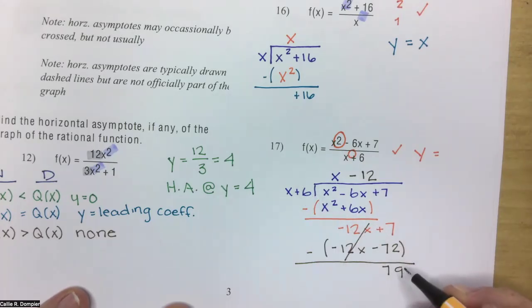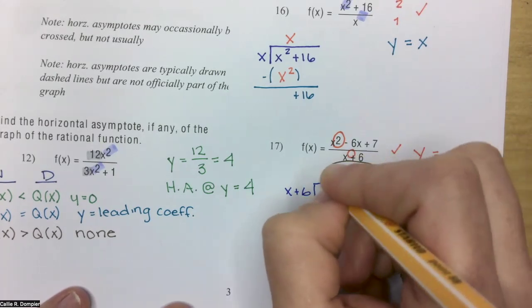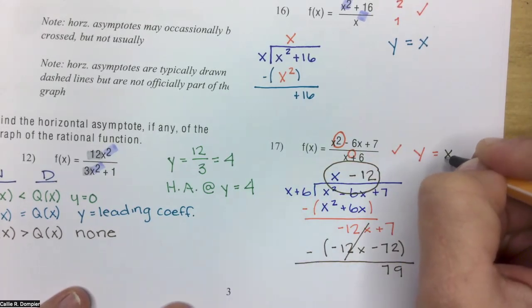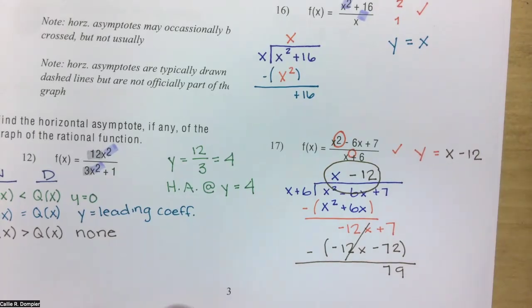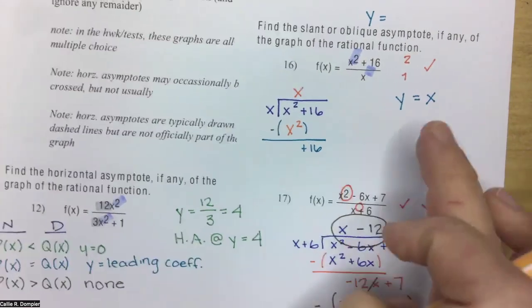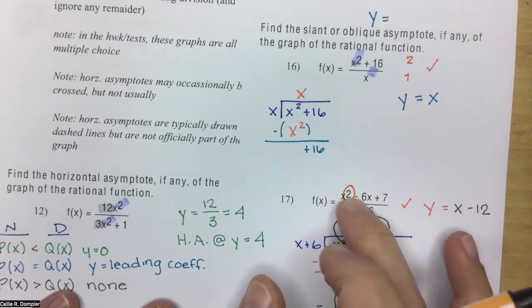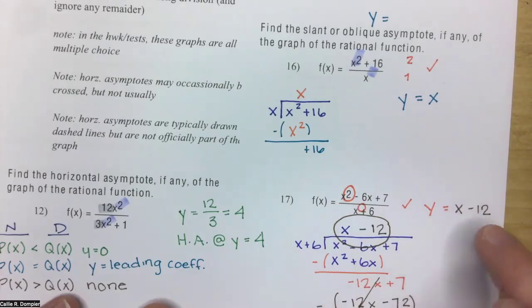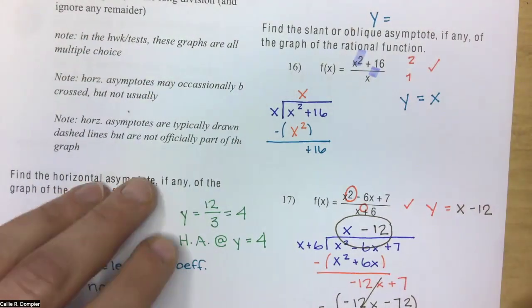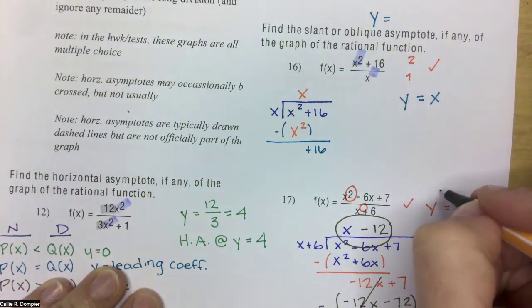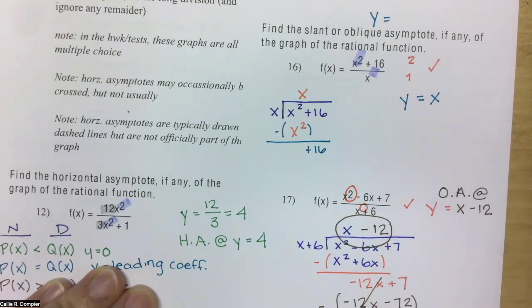Because there's no way I can divide 79 into a bunch of x's. So that's the equation, y equals x minus 12. Leave off the remainder. Nothing happens with the remainder, okay? So if I were to graph the line y equals x minus 12, this graph would approach this graph as it went out, as it got bigger, right? So that is my oblique asymptote at y equals x minus 12.